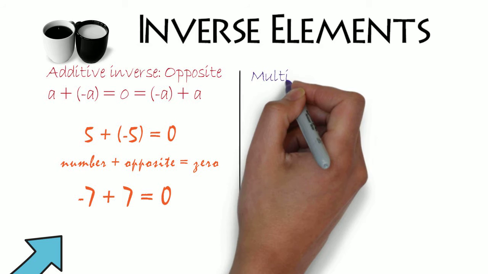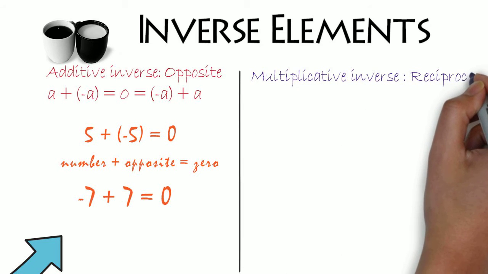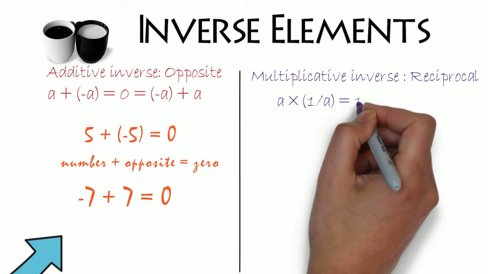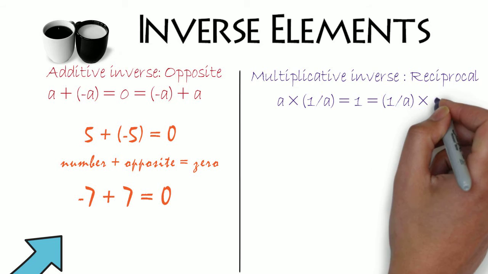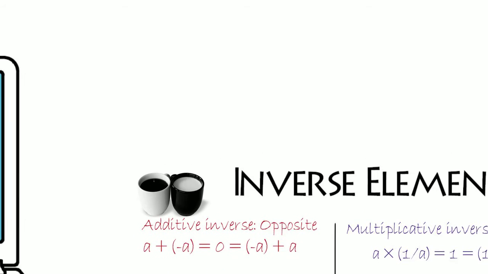A multiplicative inverse is usually called the reciprocal of a given number. Reciprocal numbers multiply to 1. 2 and 1/2 are reciprocals. Likewise, the reciprocal of 8/5 is 5/8.